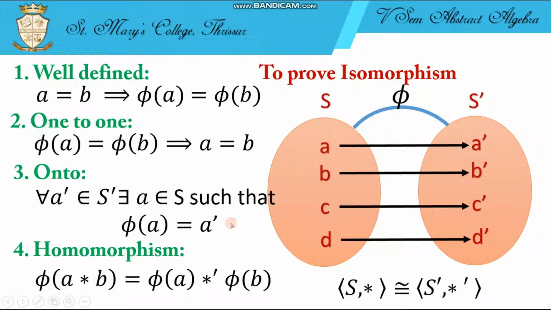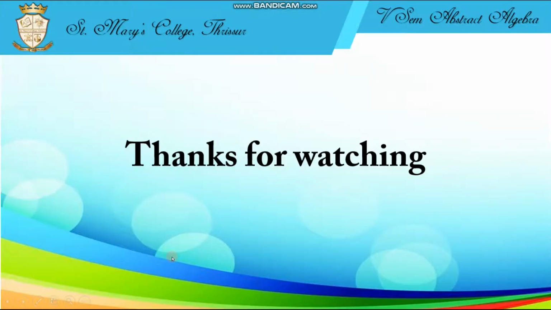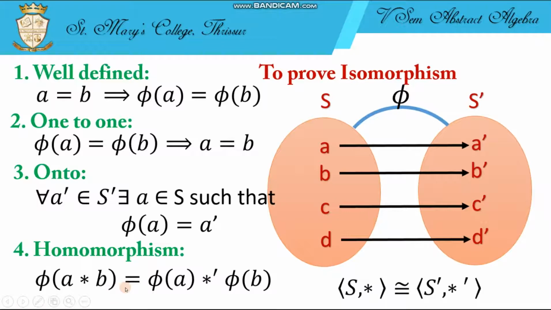Now, our favorite, the homomorphism property, that is phi of a star b equals phi of a star dash phi of b. Here I am operating with the operation star in the domain, and here I am operating with star dash, the operation of the range. If these four properties are satisfied, then we can say that phi is an isomorphism. If an isomorphism exists between S and S dash, I can say that these two algebraic structures, S star and S dash star dash, are isomorphic, and this is the notation to denote isomorphism.